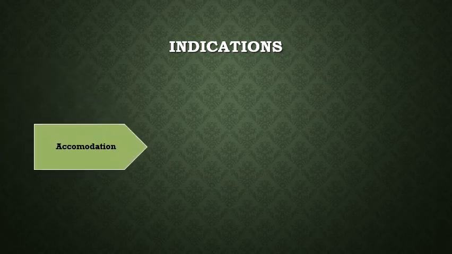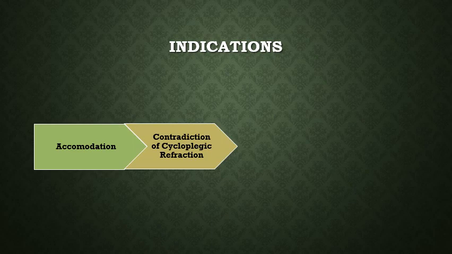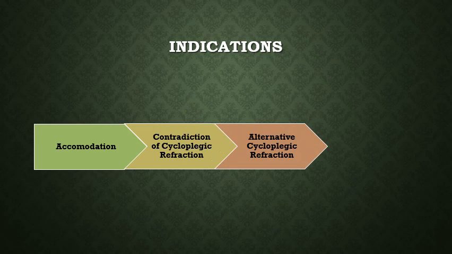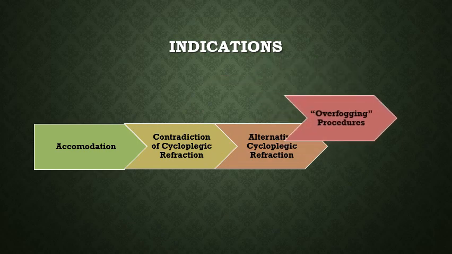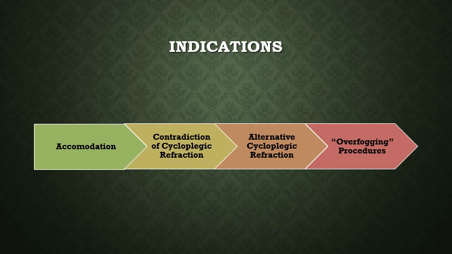What should you do for patients who are not able to proceed with the cycloplegic refraction? That's why we have the alternative cycloplegic refraction. This is for patients who are not able to proceed with the cycloplegic refraction, but still need to control the accommodation when we do the refraction. Whoever has an indication for the cycloplegic refraction but is not able to proceed with this procedure, you should consider proceeding with the alternative cycloplegic refraction, or we also can call it the overfogging procedure.